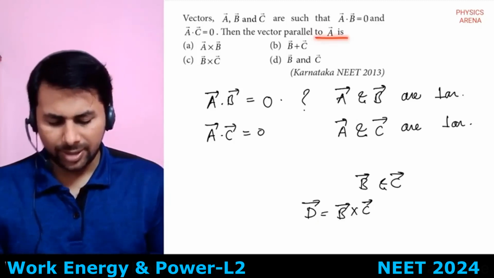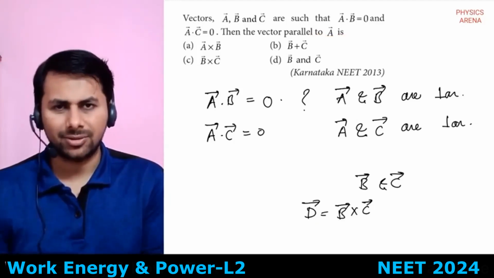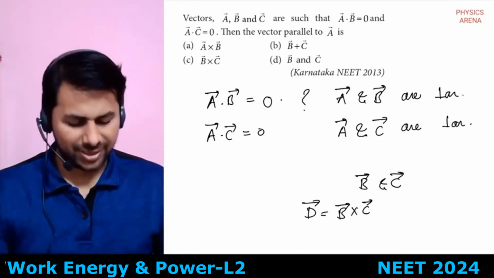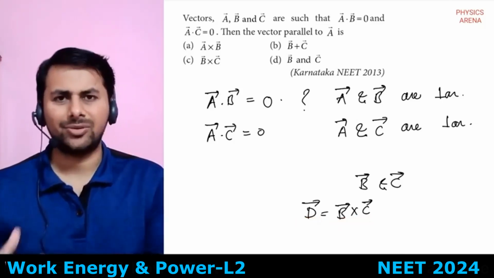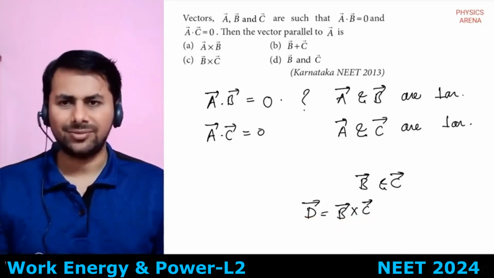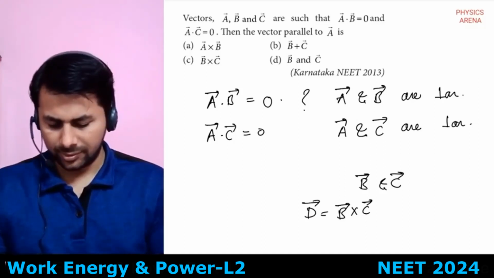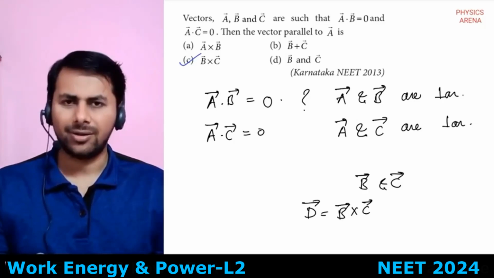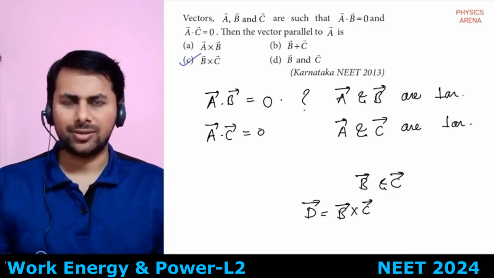So A bar is perpendicular to B bar also. It's perpendicular to C bar also. So what will be a vector parallel to A bar? It is a vector that you get by doing cross product of these two vectors. Okay. Yes, no. Okay. So it's option C. This is simple.